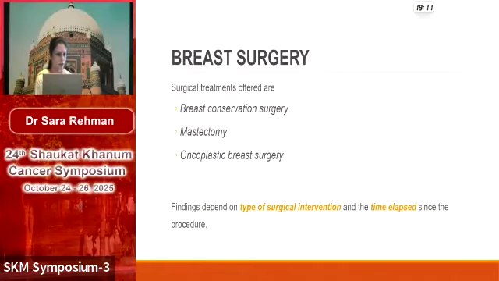The various treatment options given to breast cancer patients include breast conservation surgery, which involves excision of the tumor with a normal rim of surrounding breast parenchyma while conserving the patient's breast appearance and form. When breast conservation is not possible, either due to extent of disease or multicentric disease, then mastectomy is done. And oncoplastic breast surgery involves breast reconstruction.